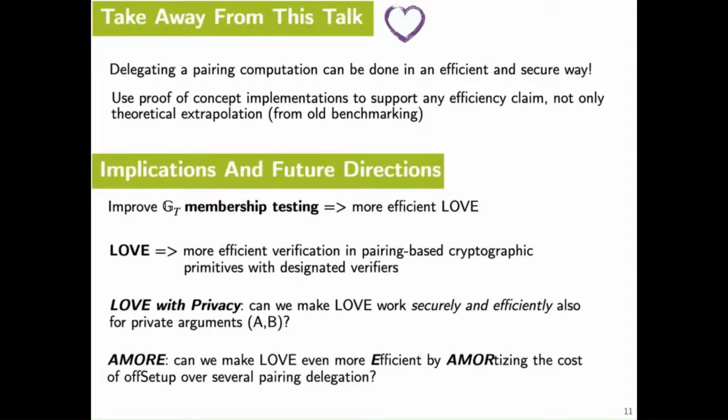That would be basically considering amortized efficiency. So we have seen that the offline setup at the moment needs to compute a pairing and it's not so efficient, but what if we can use whatever we compute in the offline setup to actually efficiently verify a series of pairings? This is still a work in progress.